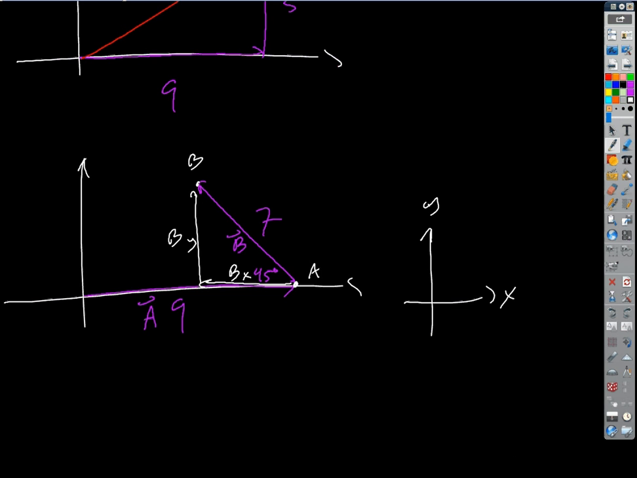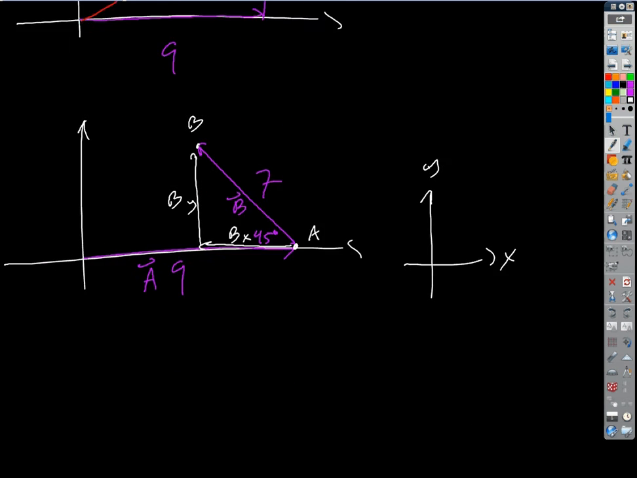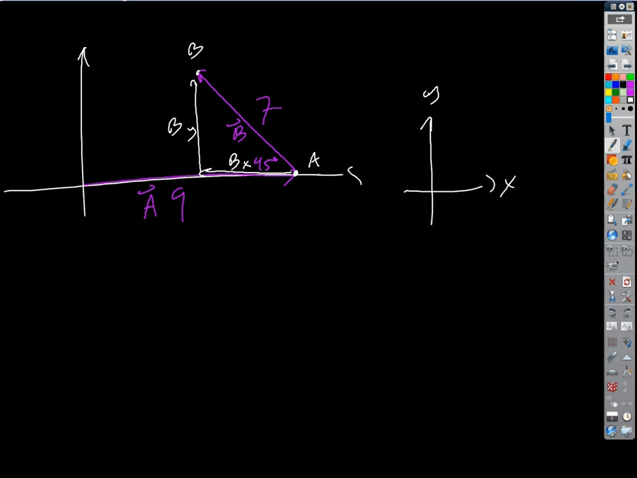If we could, it would be easy to add this up, because we could trade this 2-segment journey for a 3-segment journey that's much easier to deal with, right? We could say we're going to go 9 in this direction.